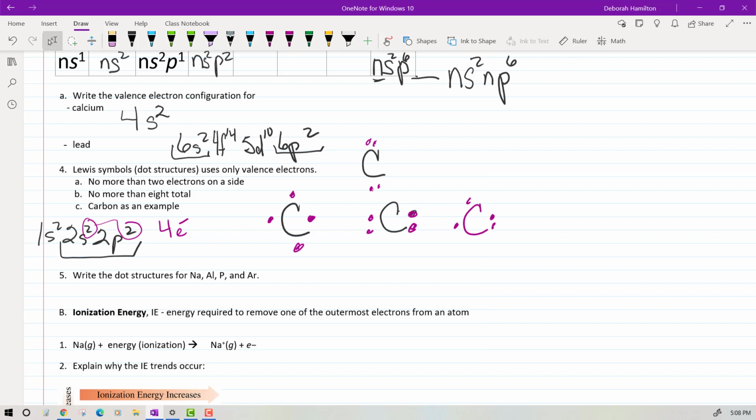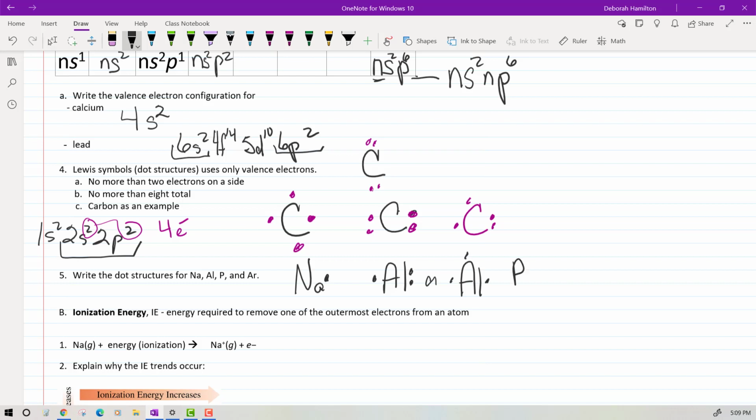All right, element sodium has only one valence electron, so we'll put it there. Aluminum is in group 13 or 3A, so it's going to have 3 electrons. You can write it like that, or you can put one around each of the 3 sides. That's fine too. Phosphorus will have 5.